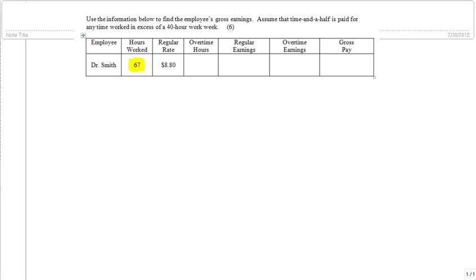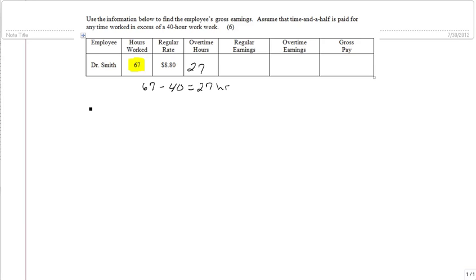And since we are to assume that time and a half is paid for any time worked in excess of a 40-hour work week, we can determine in fact that the employee must have earned a total of 27 hours worth of overtime. And we can see that merely by taking the total hours worked, which is 67, and subtracting 40 from that, and we get 27 hours.